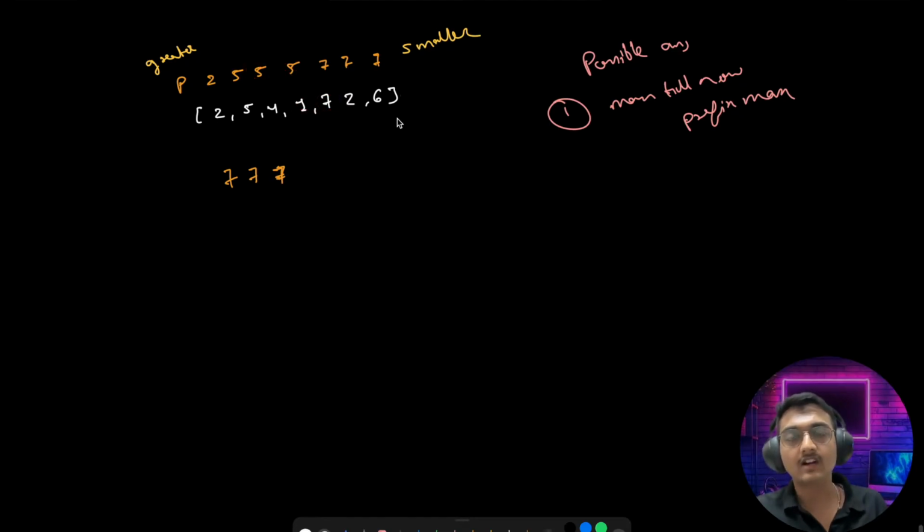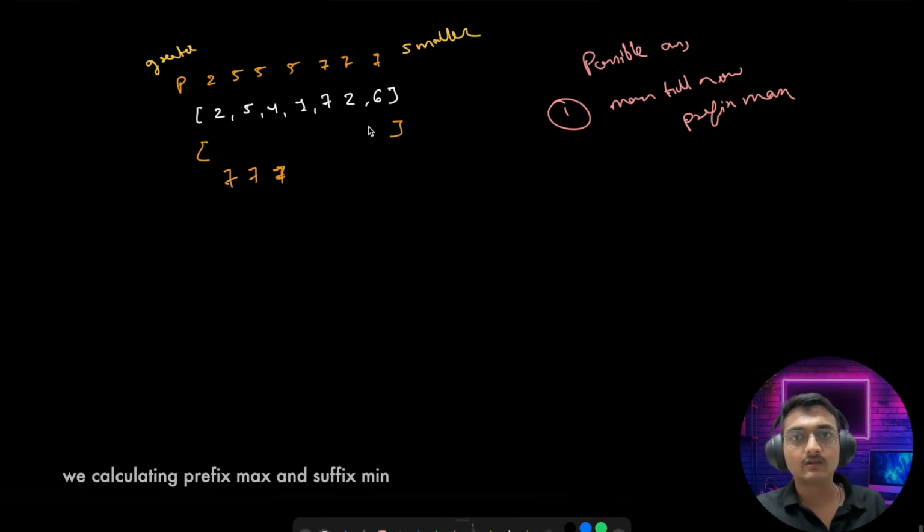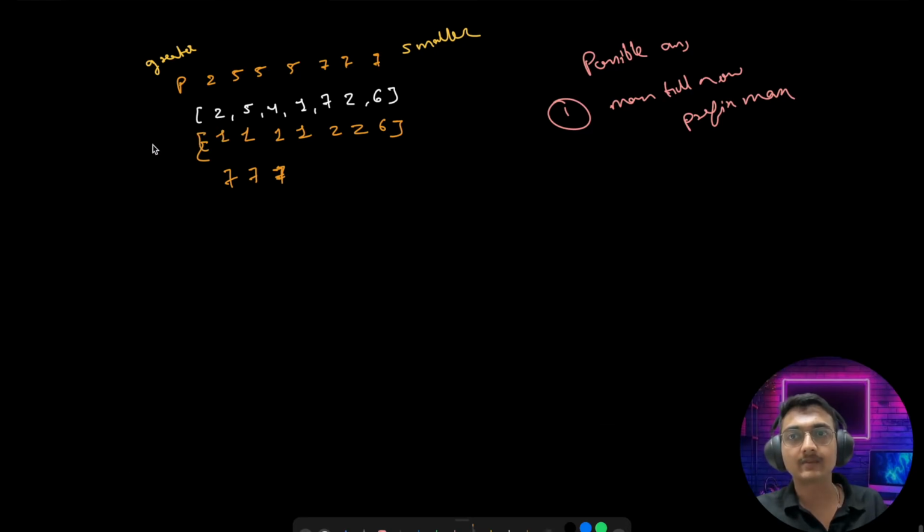Similarly, I will find the suffix minimum from the right side. Let me calculate it. So I think 6, then 2, then 2, then 1, then 1, then 1, then 1. So this is my suffix array.